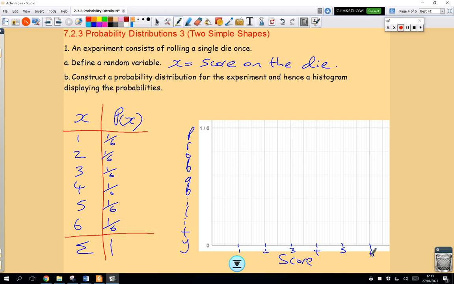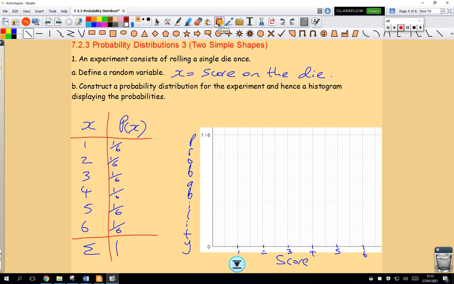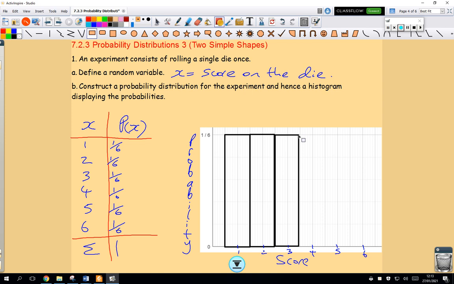A probability histogram looks essentially like a bar chart, but I'm just going to put in a few bars along here. My first bar is on 1, it goes from there to there, and it's going up to 1/6. So that's my first bar showing the probability of scoring 1 is 1/6. And you'll see hopefully that every single bar is going to be the same. The probability of 3 is the same. These should all be equal height.